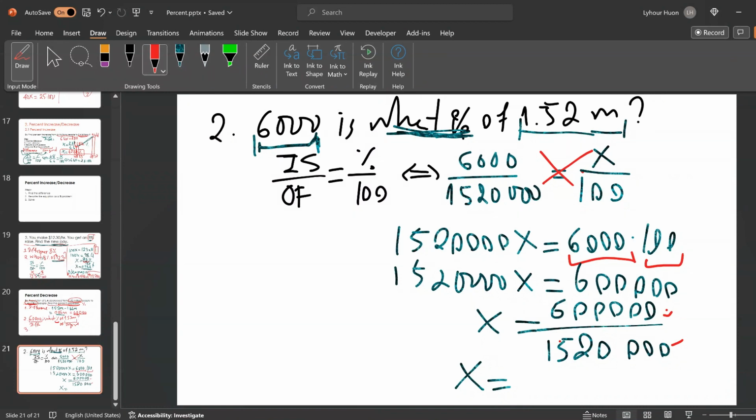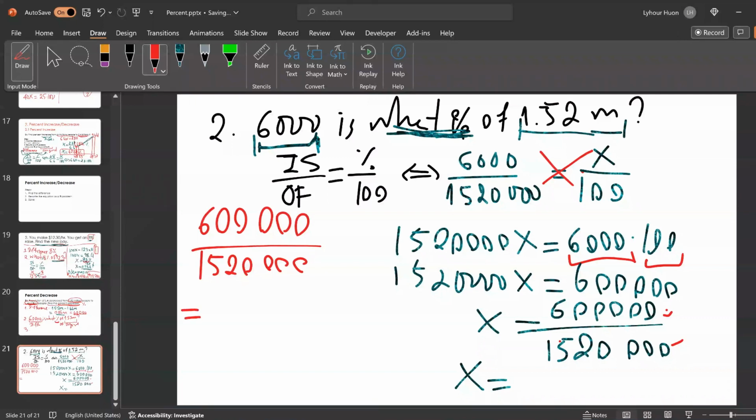Is there five zeros and five zeros, or is there only four? Almost correct. Okay, let's divide together. 600,000 divided by 1,520,000.